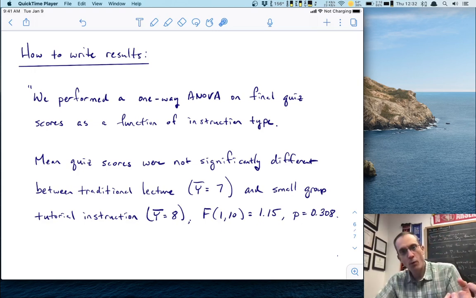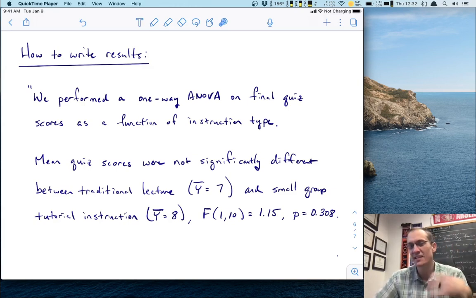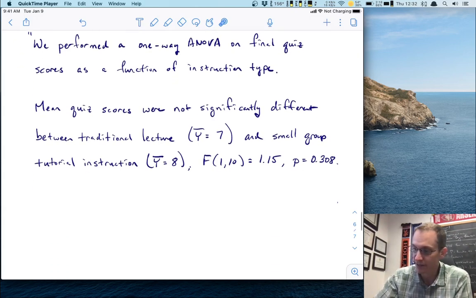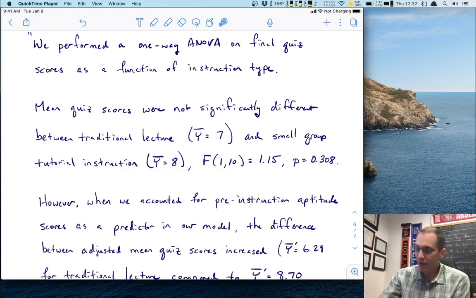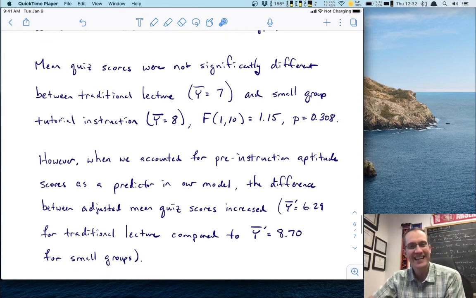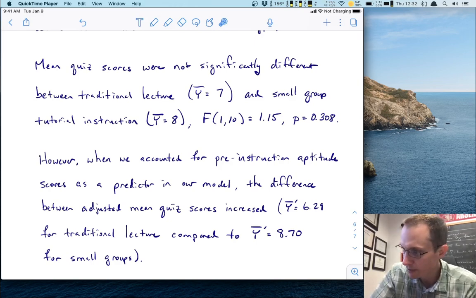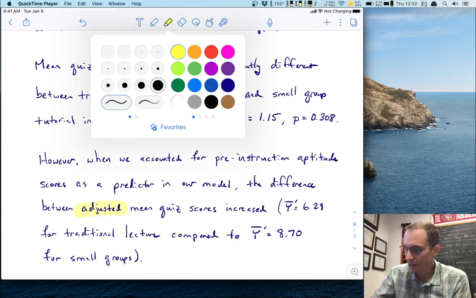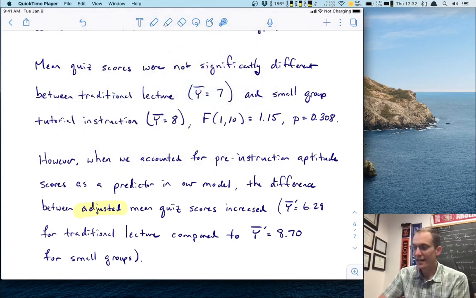And then at that point, we do the ANCOVA as a follow-up, right? So we're basically saying, but aptitude's in there, so maybe that's explaining some of these differences. And if we get rid of that, maybe the actual true group differences will pop out. And that's what happens, and let's write that up. So however, when we accounted for the pre-instruction aptitude scores as a predictor in our model, the difference between the adjusted mean scores, and I'm going to highlight this because that's an important word that has to be there, the difference between the adjusted mean scores was increased.